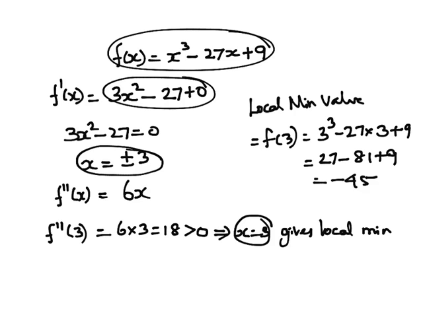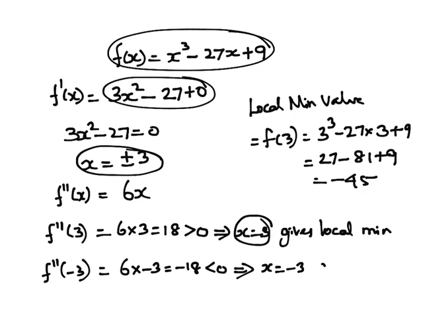Very simple. Now we still have one more stationary point, minus 3. So let me substitute in the second derivative again. f double dash of minus 3 equals 6 times minus 3, which is minus 18, negative. Now again, we know that if the second derivative is negative, then we will get a local maximum value. So x equal to minus 3 gives us a local maximum. Now how do we find the local maximum value? Again, very simple. Substitute this minus 3 in the original function.